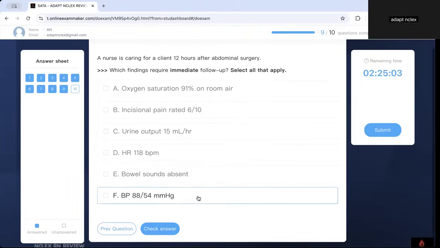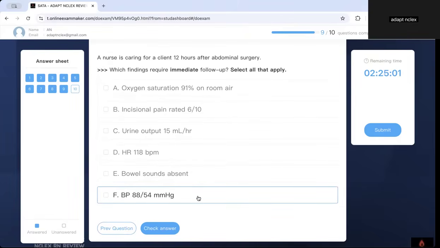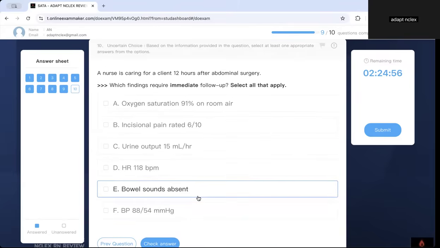And the last question is perioperative care. You've seen patients have surgery. There may be normal findings. Don't over-select. Perioperative nursing can be tricky. Which finding requires immediate follow-up? That means you've got to do something now. It may be normal, even though it's not normal to you. A nurse is caring for a client 12 hours after abdominal surgery. SATA question, select or apply. NCLEX question.